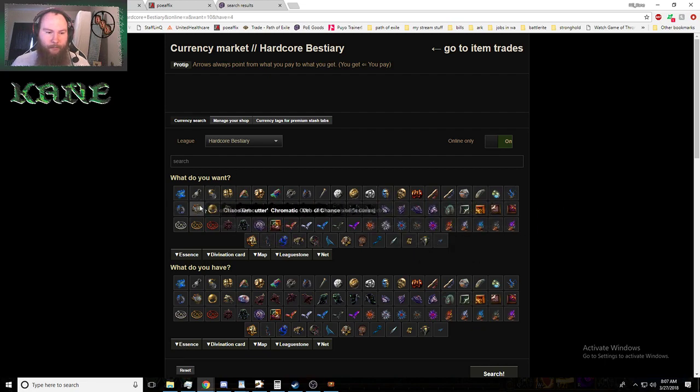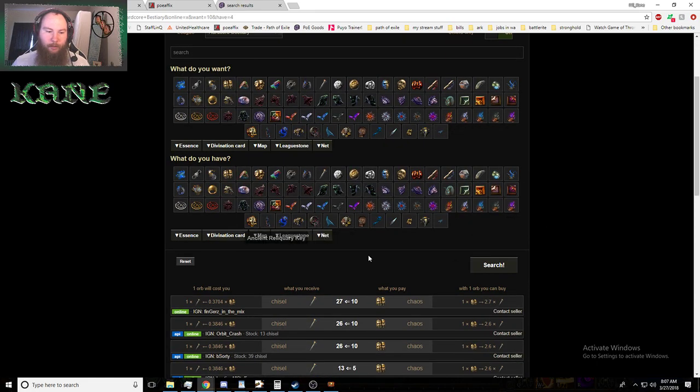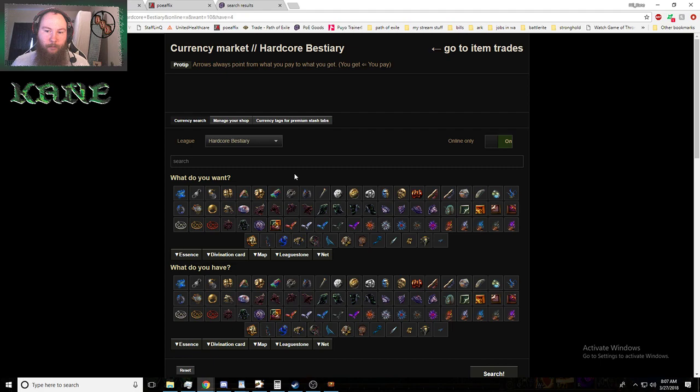You can look up all the different items that you need that are considered currency, your different sacrifices and your mortals and your different keys, your offerings, the fragments, all your breaches, your beastiary orbs, all these orbs down here. So your nets, you can look up all that. And that's basically how this page works. So we're going to move on from there because I try to keep my videos a little bit shorter.